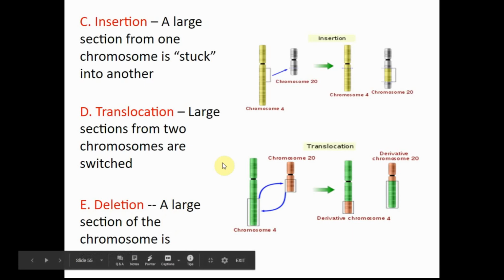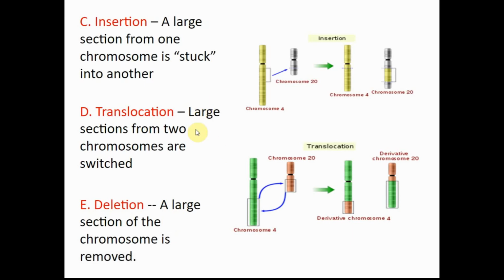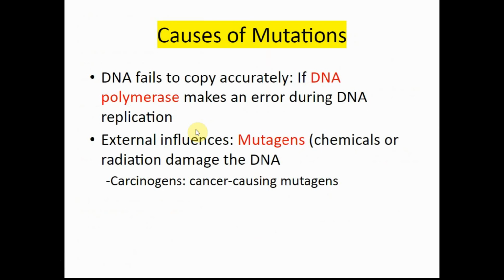And then our last type is a deletion, where we have a large section of the chromosome that gets deleted or removed. Okay. Now we've talked about some causes of mutations within our DNA replication notes, which was lesson 2. If DNA polymerase, the enzyme that's responsible for actually copying the DNA, makes an error, that can cause a mutation.